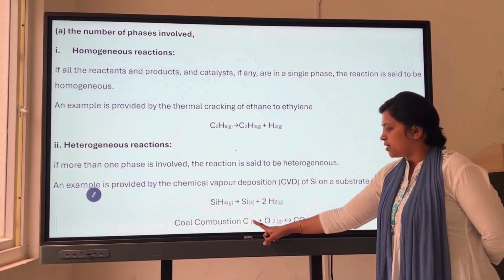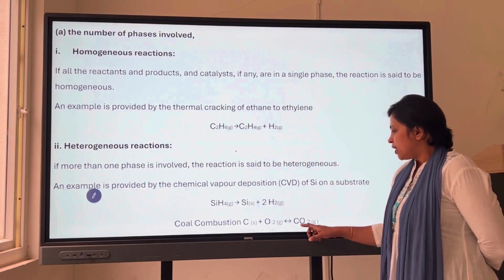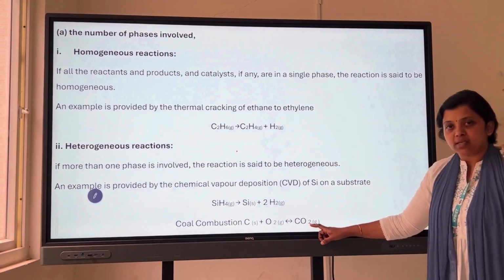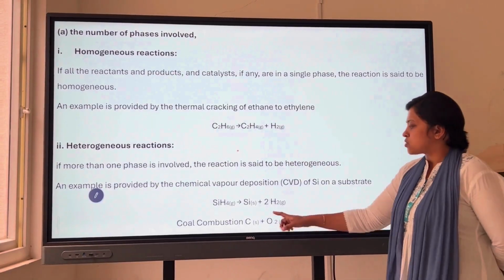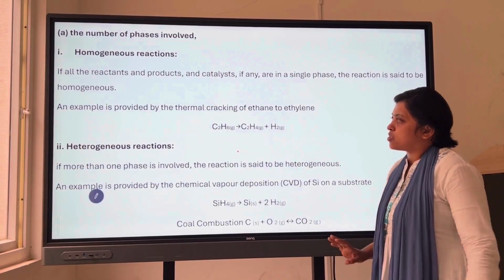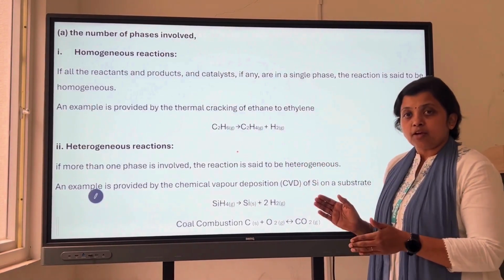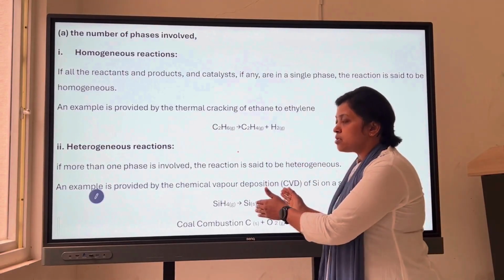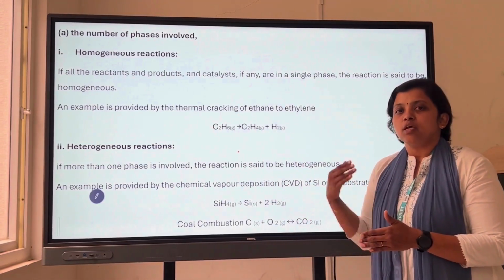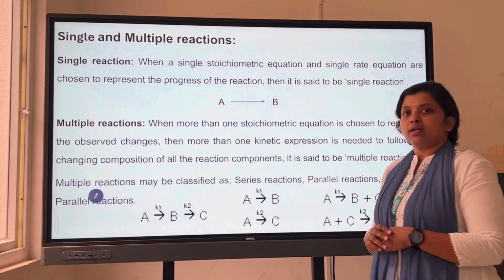The coal combustion process also: carbon is in solid form, oxygen is gaseous, and the product carbon dioxide is in gaseous form. So here also solid and gaseous phases are present, so it lies under heterogeneous reactions. Homogeneous means the same kind of phase. Heterogeneous means more than one phase is involved in the reaction. These two types are the classification of reactions based upon phases.